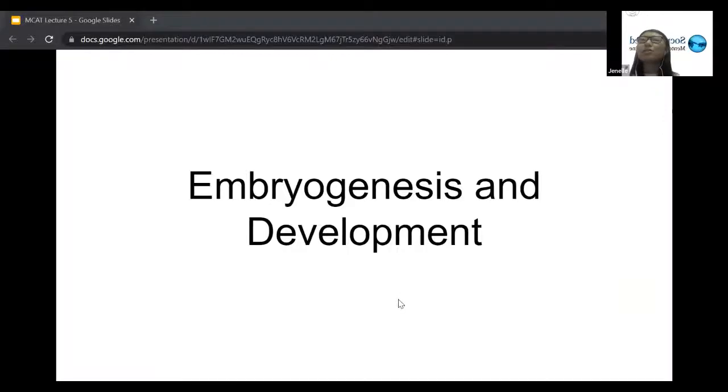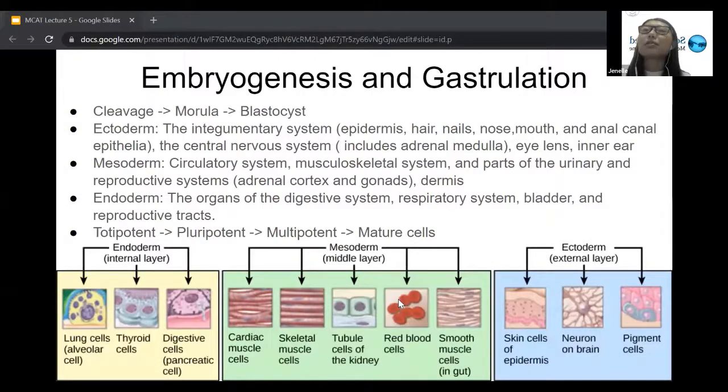Embryogenesis and development of that zygote. I guess embryogenesis and gastrulation, I didn't exactly want to go through the whole process in this PowerPoint slide yet. But for the purposes of gastrulation, I really wanted to focus on the three main layers and what they turn into, because that is also commonly tested as a discrete question on the MCAT.